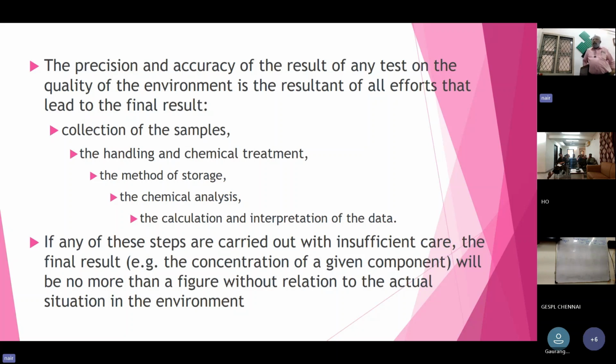Then see, the precision and accuracy of the result of any test on the quality of environment is the resultant of all the efforts that lead to the final result. So when the EIA is prepared, we are taking the final result, that is the analysis report reported by the laboratory. But that result is dependent on the first one, collection of a representative sample. The second is the handling and the chemical treatment. Next is the method of storage. And another is the chemical analysis and calculation, interpretation of the data.